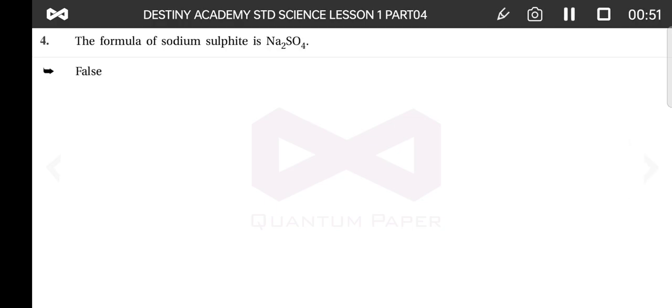The formula of sodium sulfite is Na2SO4. This is true. Sorry, this is false. Sodium sulfite it is, not sulfate. That's why the statement is false.